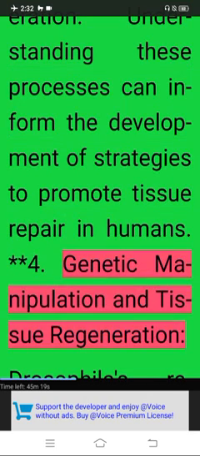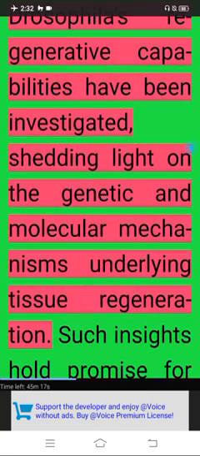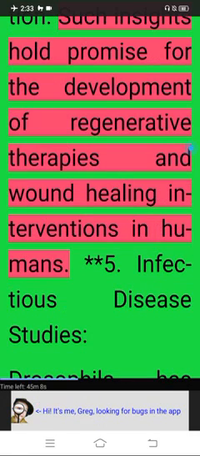4. Genetic manipulation and tissue regeneration. Drosophila's regenerative capabilities have been investigated, shedding light on the genetic and molecular mechanisms underlying tissue regeneration. Such insights hold promise for the development of regenerative therapies and wound healing interventions in humans.